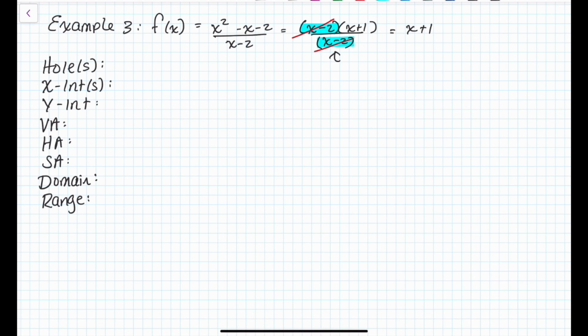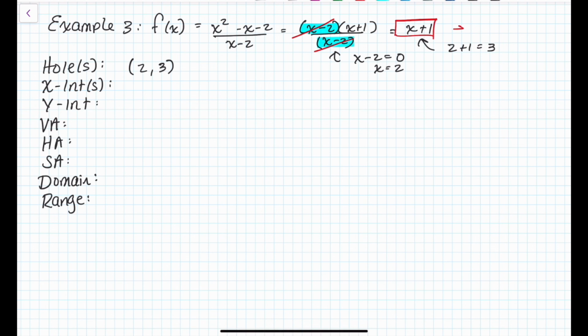And x plus 1 is just a line. So where we had that factor that crossed out, x minus 2, set that to 0, we get x equals 2. And that tells me that the hole will occur where x equals 2. So plug in 2 into my simplified function. 2 plus 1 equals 3. So I get a hole in the function at the point 2, 3. And I will show that when I do the graph, I'll show that as an open circle on the graph.